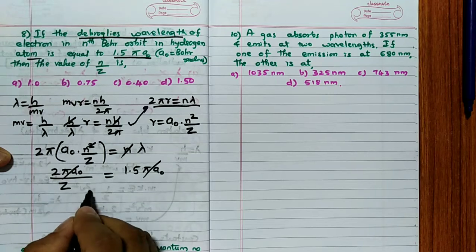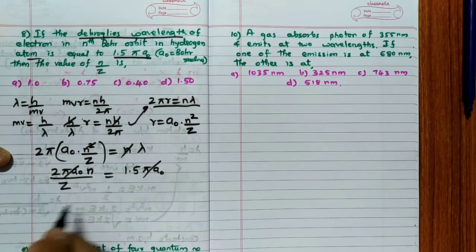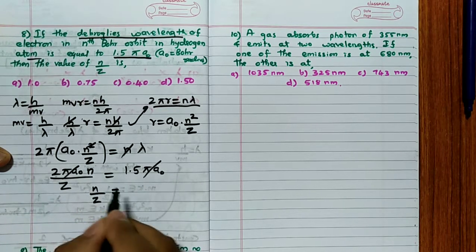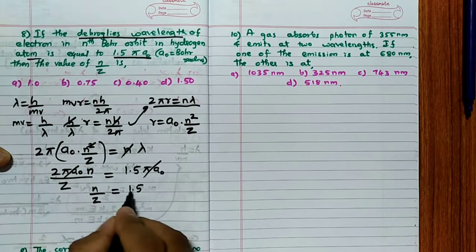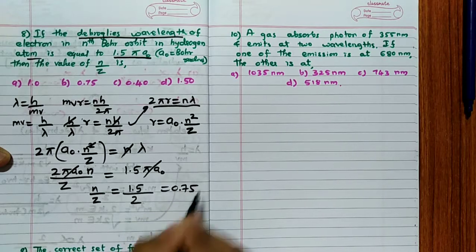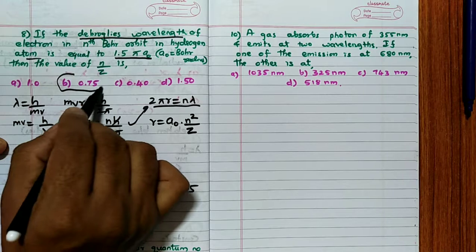So I will write it as, see here n is there. Right? So n is there. Pi a naught, pi get cancelled. Now n divided by z is equal to, they want that only. n divided by z is equal to 1.5 divided by 2, which is equal to 0.75. Right? So the answer for this question is B.